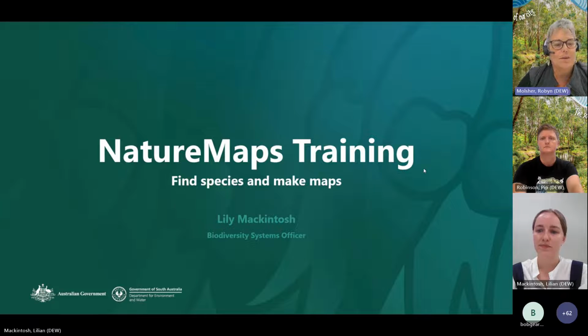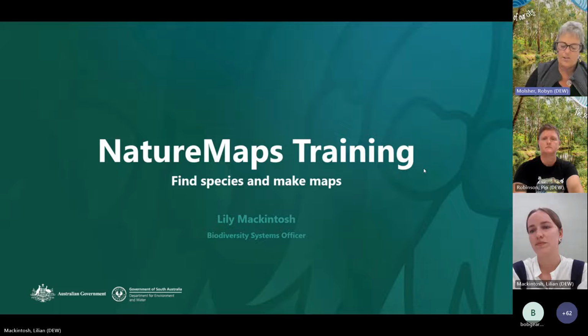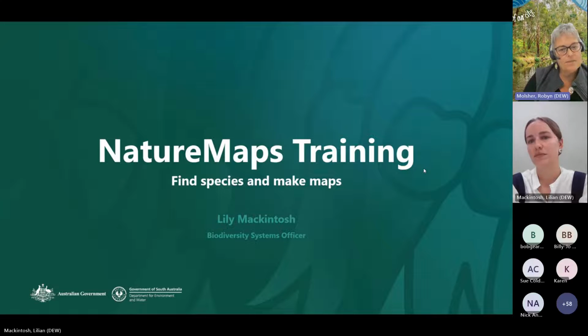We now have 62 people here, so we'll hand over to Lily McIntosh. Lily is the Biodiversity Systems Officer with Department for Environment and Water in the Science and Information branch. And Lily's going to talk to us today about NatureMaps and how to find species and make maps, which is a really good thing to have available at the moment with the grassroots grants just opening tomorrow. So over to you, Lily.